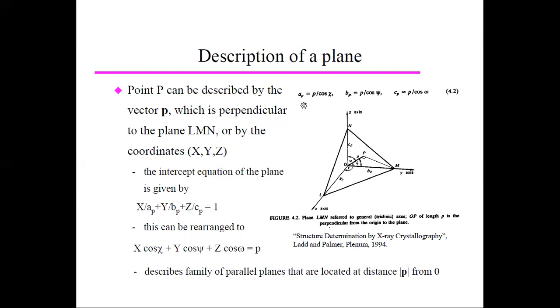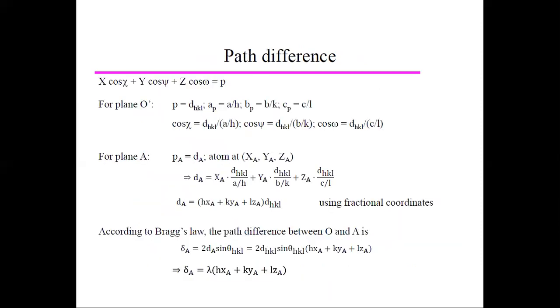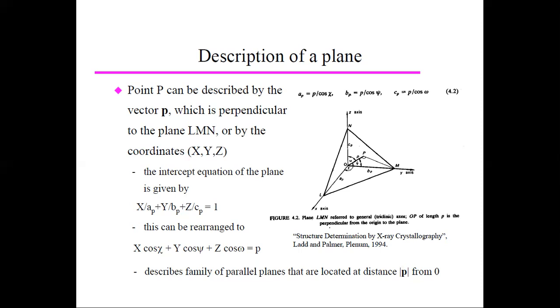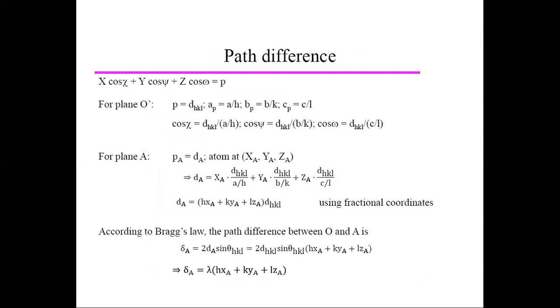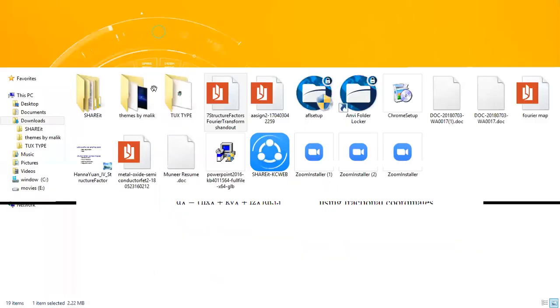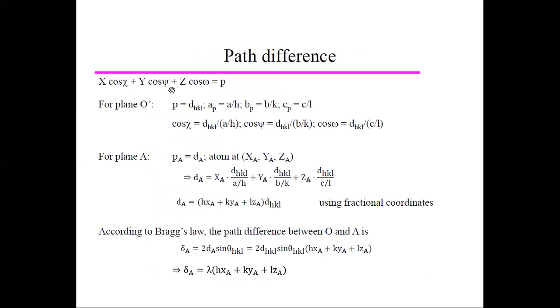So this is the p equal to p by cos lambda, then bp equal to p by cos phi, then cp equal to p by cos omega. So this is the path difference. Path difference, you know that from the previous plane, in which you have to see that x cos alpha plus y cos phi plus z cos omega equal to p. That is the path difference.